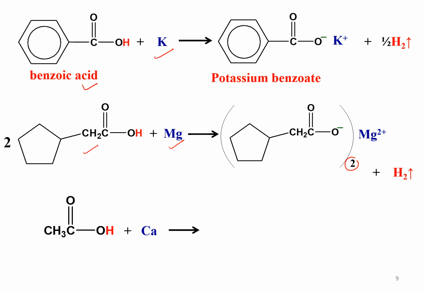Look at calcium. Calcium will have the same reaction as magnesium because both of them are from group 2. So here we form a salt. I have to multiply the carboxylic acid by 2 also. And the byproduct is 1 mole of hydrogen gas.